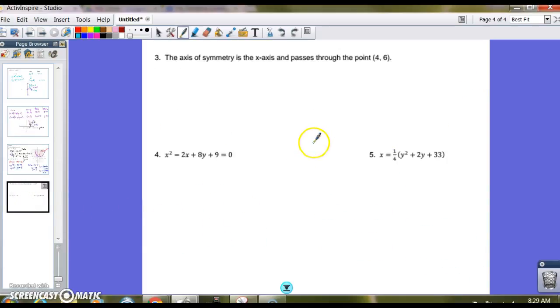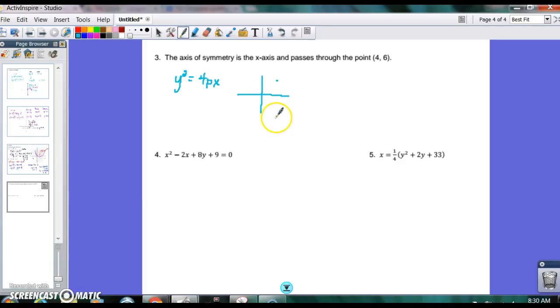Okay. The axis of symmetry is the x-axis and passes through the point (4, 6). How are we going to do that? If the axis of symmetry is the x-axis, that means the axis of symmetry is horizontal. If it's horizontal, that means I have a parabola that opens to the left or to the right. My point (4, 6) is somewhere up here, so I know my parabola passes through that point.